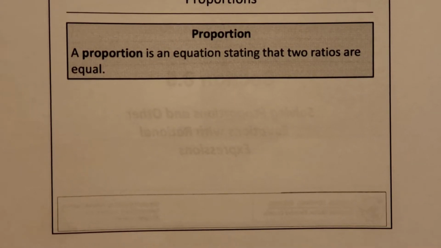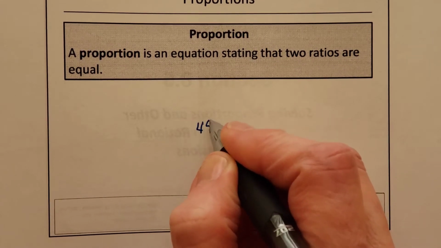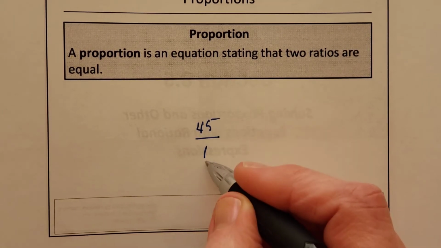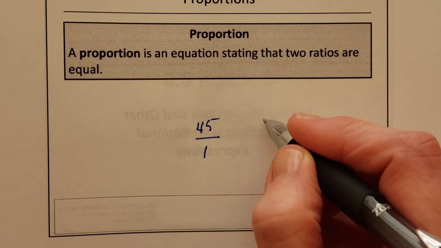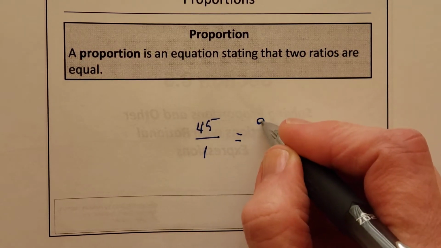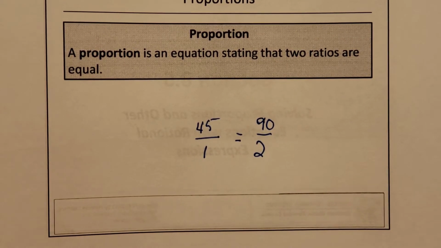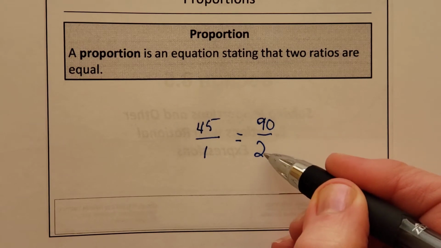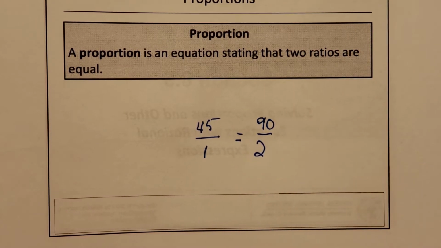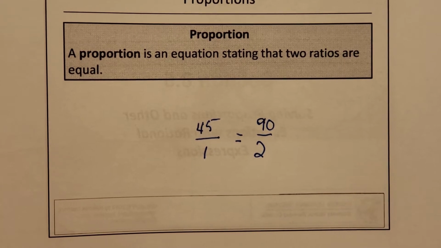So if you said that I was driving 45 miles in 1 hour, well, that's a ratio, miles per hour. An equal ratio would be if I drove 90 miles in 2 hours. So ratios compare two different things, miles to hours. And when they're set equal to each other like this, that simply means that these two ratios are equal, or in other words, these two ratios are proportional.